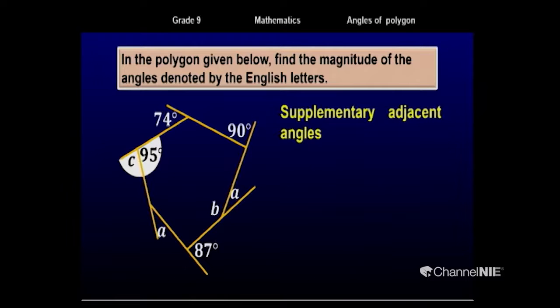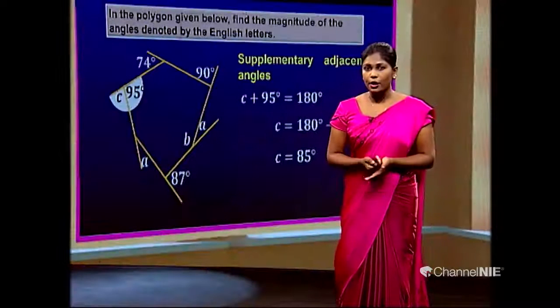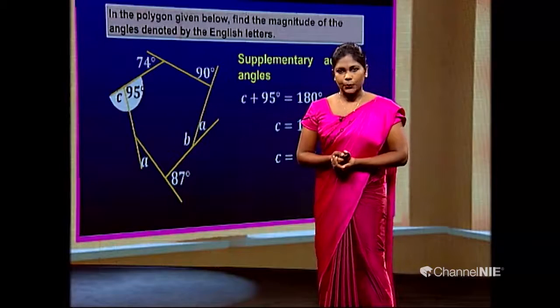Now look at that. C and 95 are supplementary adjacent angles. Supplementary means 180 degrees. You learnt about those theories in grade 8. We can write the equation C plus 95 degrees equals 180 degrees. Then C is equal to 180 minus 95. C equals 85 degrees. Then you have to find the value of A and B also.